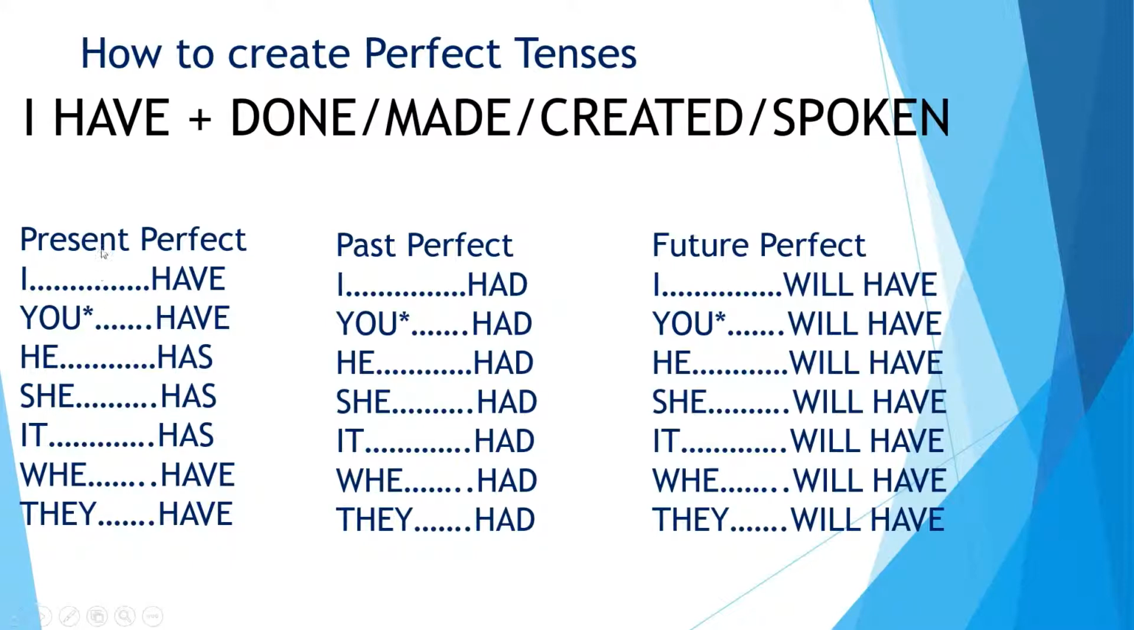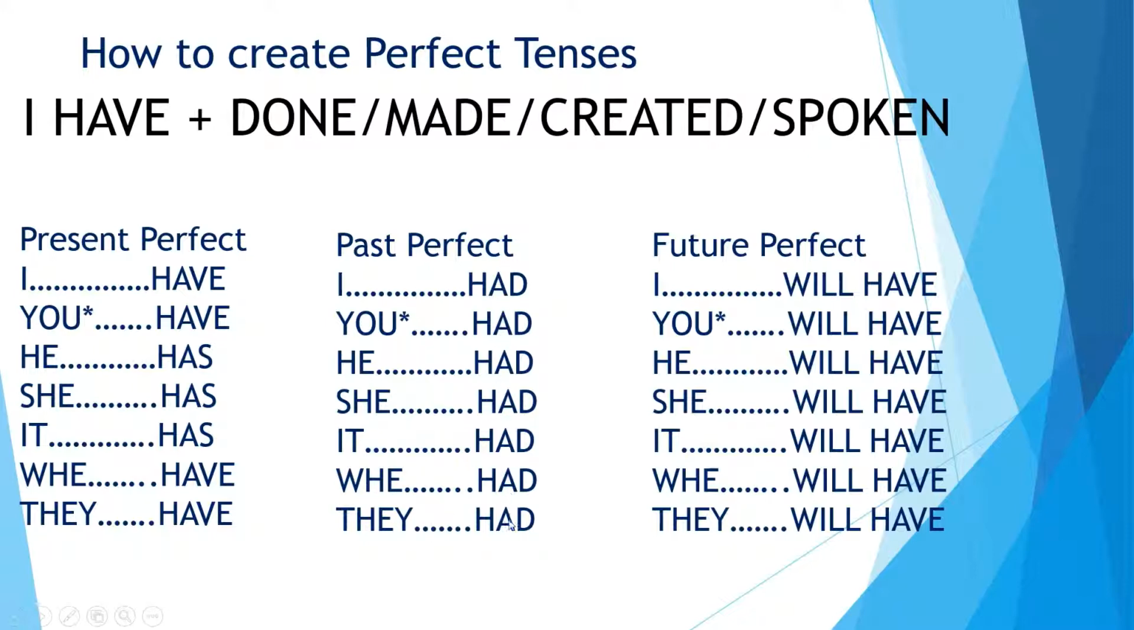Why has? Because we are in the present, and remember that when we are using present tenses, he, she, and it, right? We need to use the singular. So the third person singular of have is has. So he has, she has, it has. We have, they have. The past perfect is easier because it's I had, you had, he had, she had, it had, we had, they had.